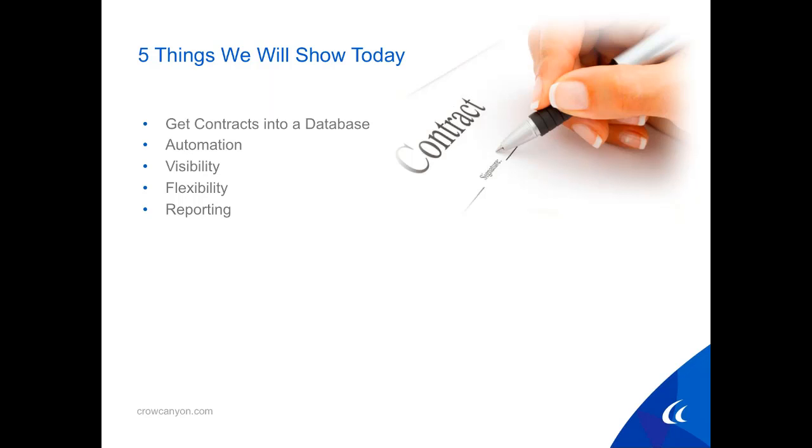How do we collect all the contracts, get them into an actual database, and then from there we can drive automation. We gain visibility, flexibility, reporting. Now I'm going to key in on this flexibility thing just so I can explain what we mean by flexibility. There are two parts of flexibility.